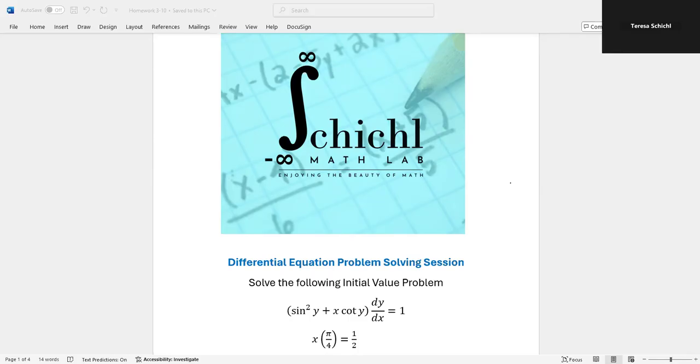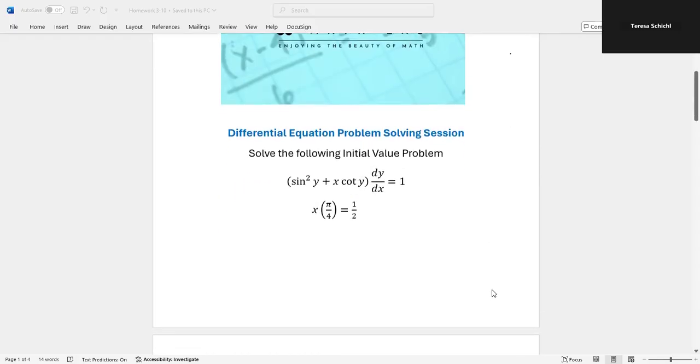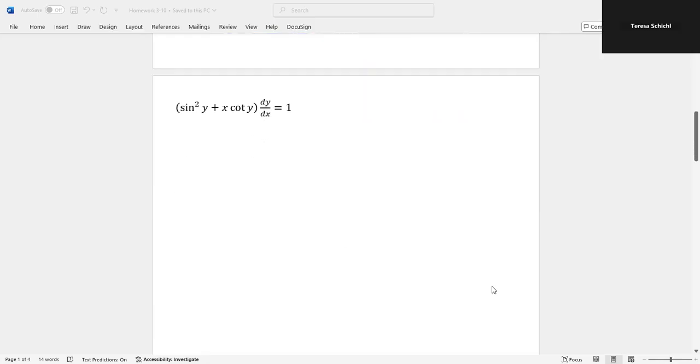All right, so today the problem we're going to solve is sine squared y plus x cotangent y, dy/dx equals 1, with x at pi over 4 equal to 1/2. Okay, let's take a look at this problem.